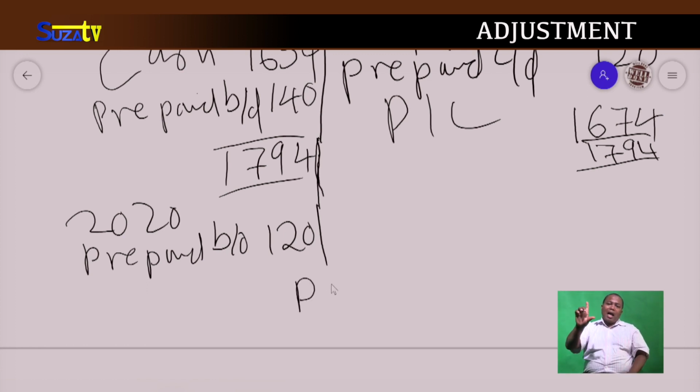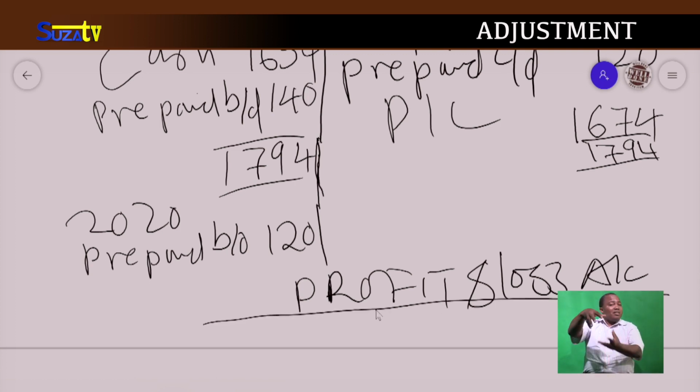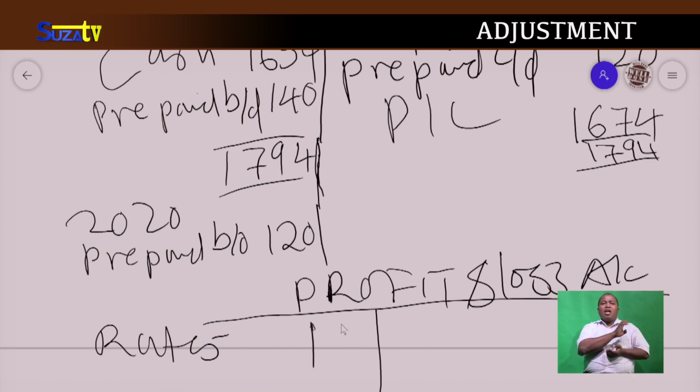Draw the account known as profit and loss account. P and L means the profit and loss account. You put here rates on the debit side, 1,674. Okay, I think you have understood about prepaid and accrued expenses.